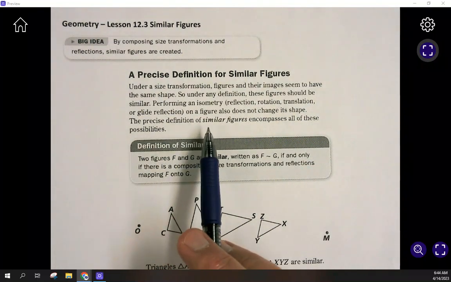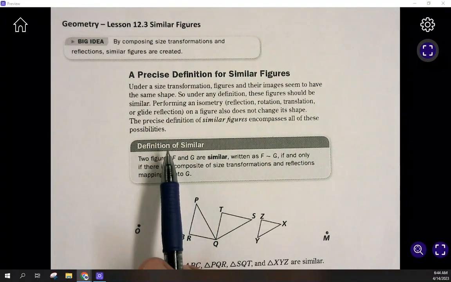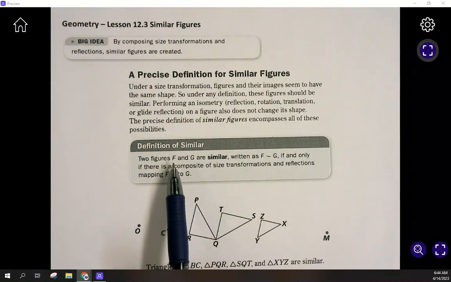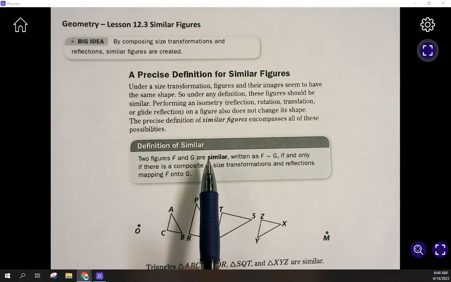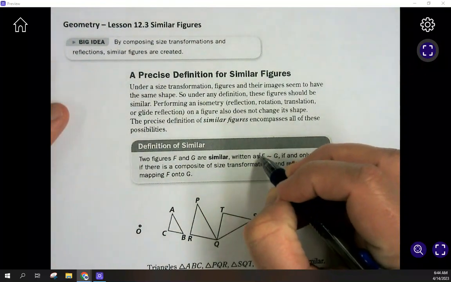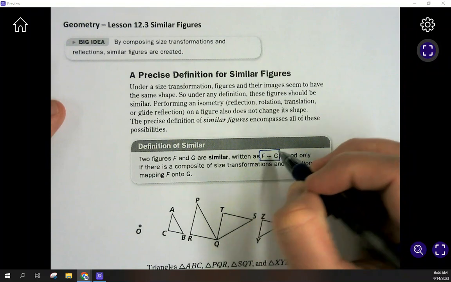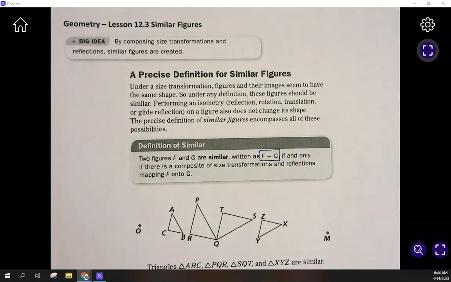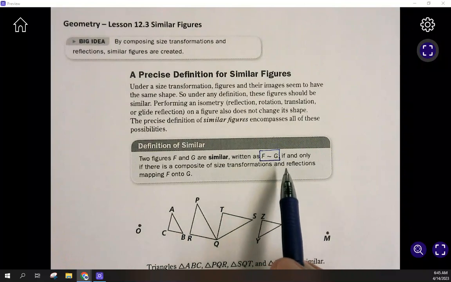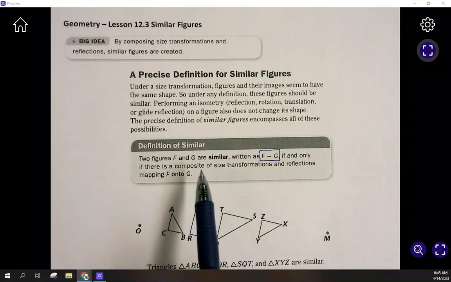So the precise definition of similar figures wraps this all up. So here we go. Two figures, we're going to call them F and G here in the definition, are similar, which is going to be written like this. We definitely want to know what those symbols mean, right? That little squiggle, which we used to put on top of the equal sign to say congruent, if it's just the squiggle by itself, it means that they are similar. So they are similar if and only if there's a composite, which remember means there's more than one, size transformation and reflection mapping F onto G.